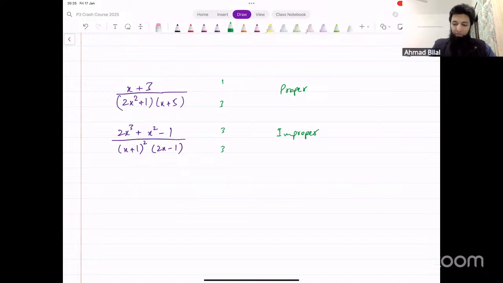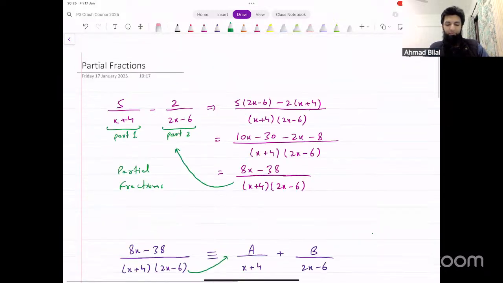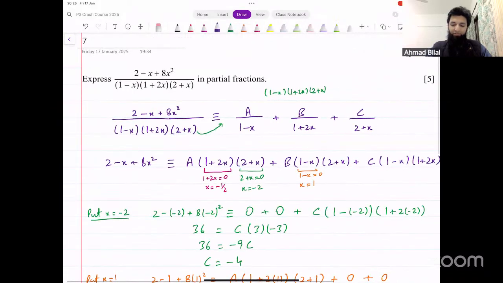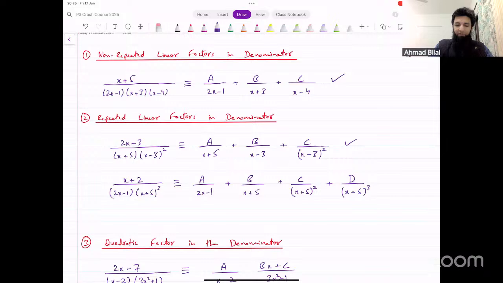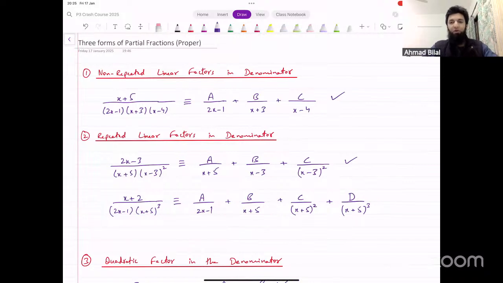All right. So all the fractions that we have seen until now, in partial fractions, they were all proper. You can see this. 1 in the numerator, 2 in the denominator, that's proper. Question number 7 that we did, we had degree 2 in the numerator, degree 3 in the denominator, that's proper. All of these examples that we did, they were all proper fractions. So all of these forms that we wrote there, they only work when it's a proper fraction.